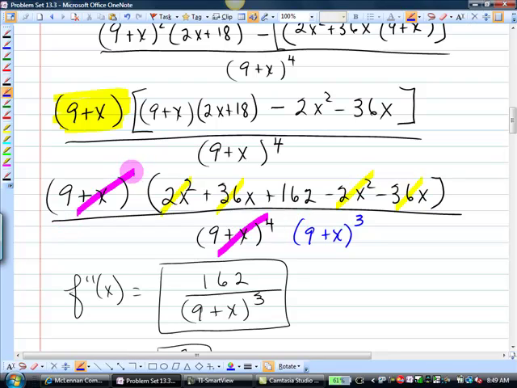This 9 plus x and 9 plus x to the fourth, what happens? That one goes away. I change this one to 9 plus x to the third. It's like I took one of them out, which leaves me with the second derivative of 162 over 9 plus x to the third. That is just algebra, not the calculus. It's the part that does people in. So be careful with that.